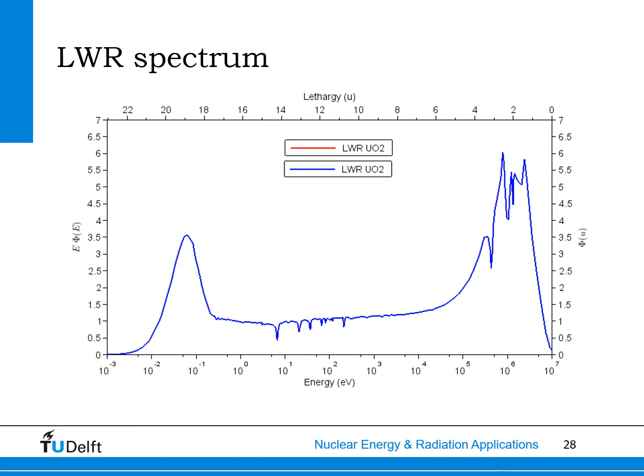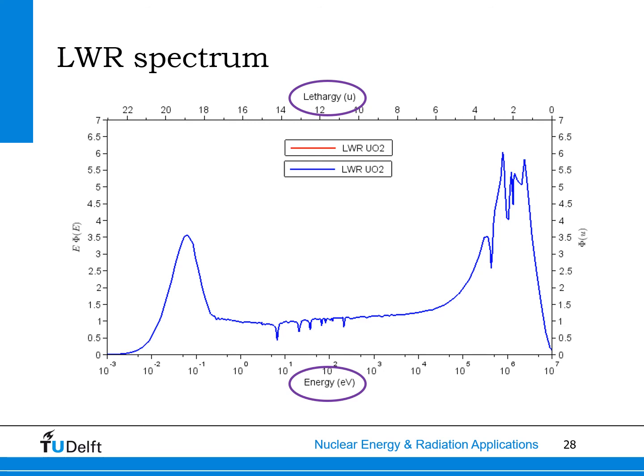Here I've plotted the same spectrum together with the flux per unit lethargy on the right axis and the lethargy on the upper axis. The red curve shown on the previous slide and the blue curve shown here are exactly on top of each other, which indicates that E times the flux per unit energy, shown on the left axis, is exactly equal to the flux per unit lethargy, shown on the right axis. Furthermore, this plot shows that the energy on the logarithmic scale is identical to the lethargy on a linear scale.